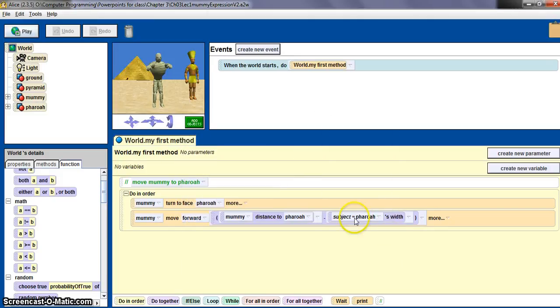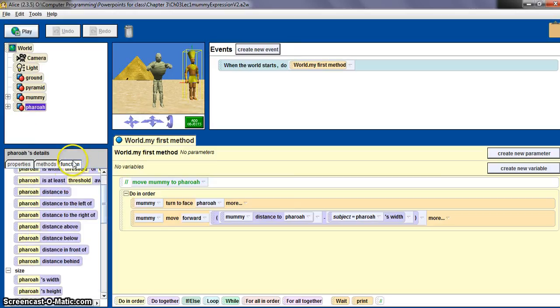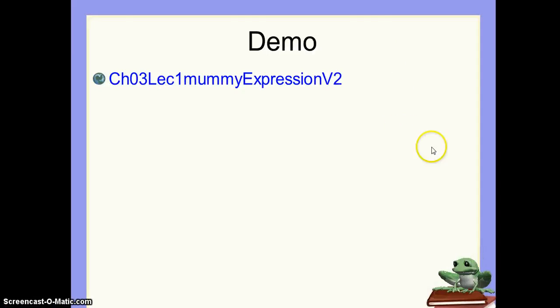So where does that pharaoh's width come from? You click on pharaoh, you click on its function, so you can see all this stuff, and this is what you would drag in instead of the number 2 that we had before. Very exciting. Well, that's one way to do it, and I want you to think to yourself, as I pause again, why that worked. Okay, so do you know why it worked?